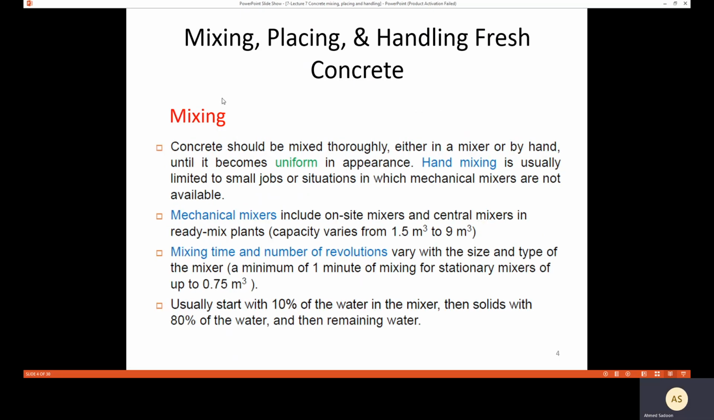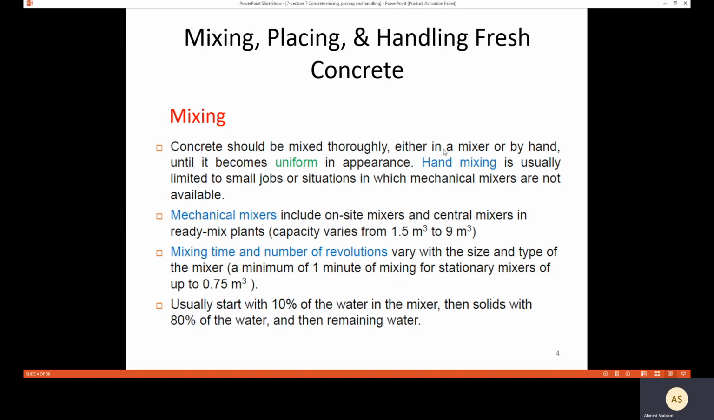Also, we have the mixing process. In the mixing process, we are going to mix all the ingredients of the concrete together. The concrete should be mixed thoroughly, completely. And the mixing could be made using a mixer, or it could be by hand. We are going to mix until the concrete becomes uniform in appearance.